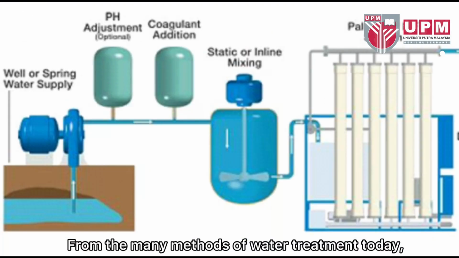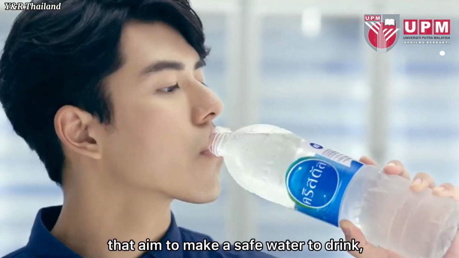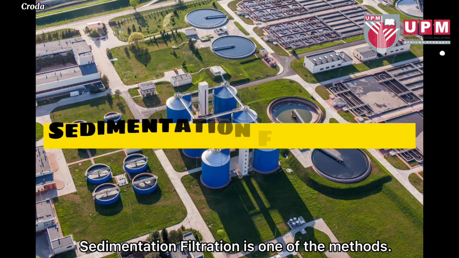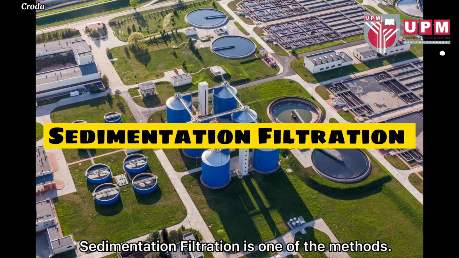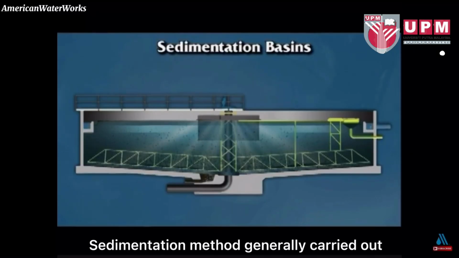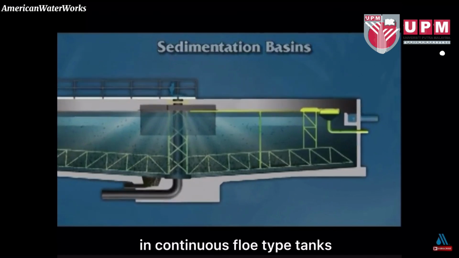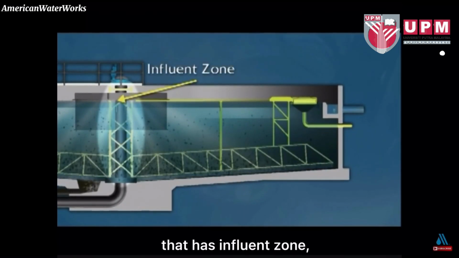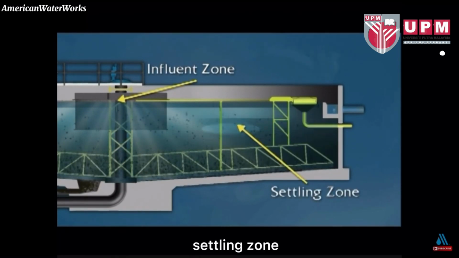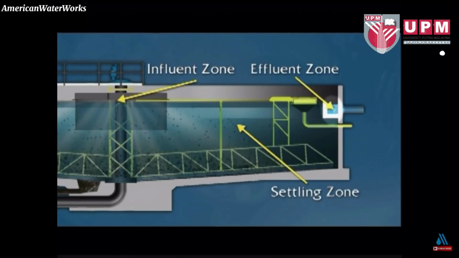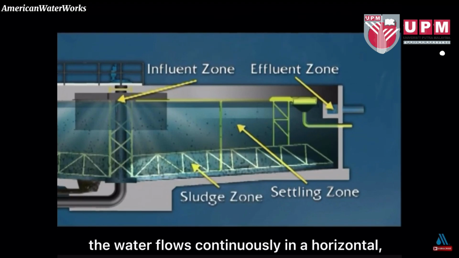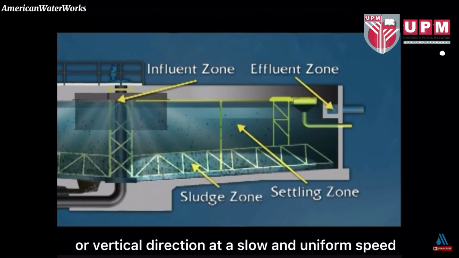From the many methods of water treatment today that aim to make safe water to drink, sedimentation filtration is one of the methods. The sedimentation method is generally carried out in continuous flow type tanks that have an influent zone, settling zone, effluent zone, and sludge zone. The water flows continuously in a horizontal or vertical direction at a slow and uniform speed.